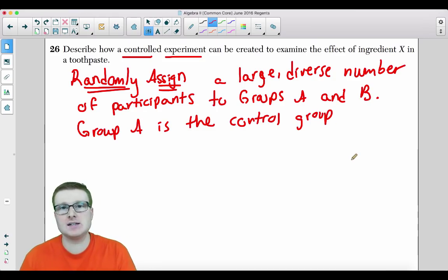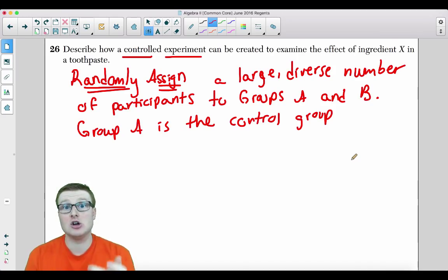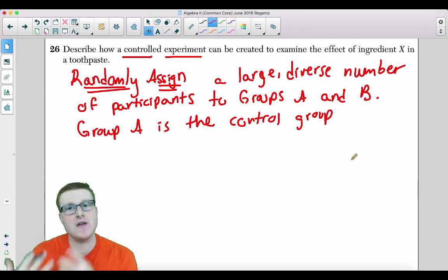So the toothpaste, let's just say you are analyzing Crest toothpaste and you are analyzing Trevor Clark's toothpaste. The control group will be the Crest, and the Trevor Clark toothpaste will be the Crest with ingredient X inside. That is called the variable group.